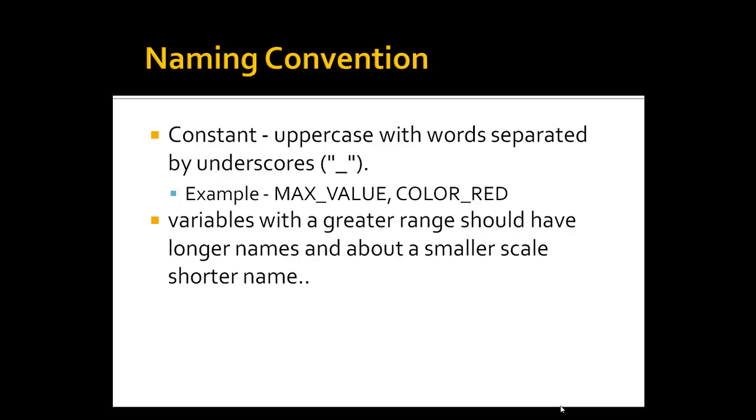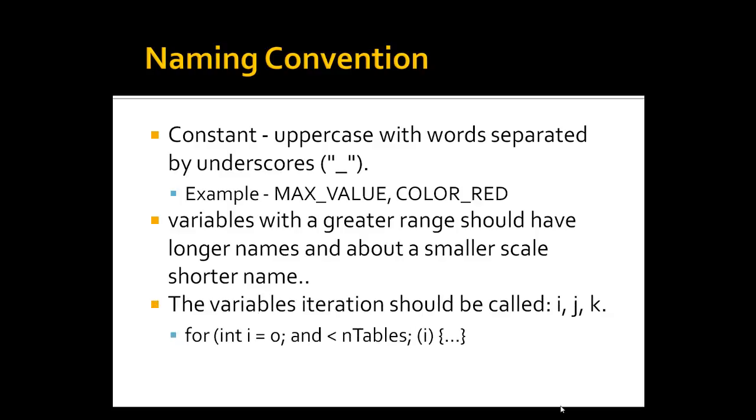Variables with a greater range should have longer names, and those with a smaller scope shorter names. The variables for iteration should be called simply I, J, K. For loop example given below.